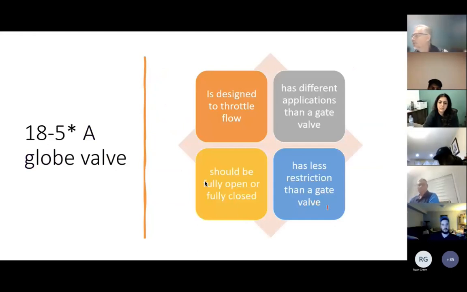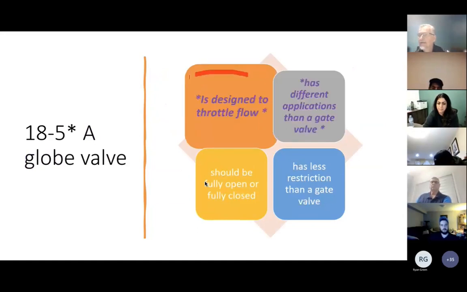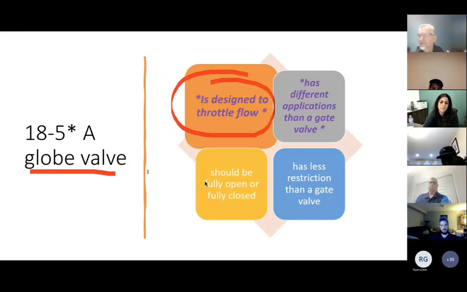One of these is true. Two of these are true. A globe valve is for throttling flow, and globe valves have different applications than gate valves.